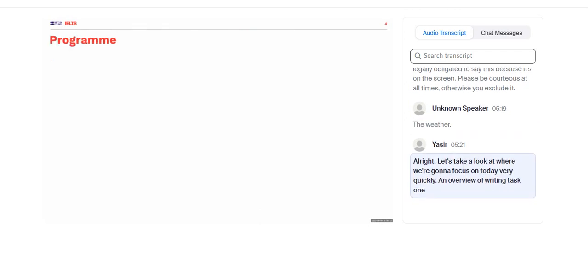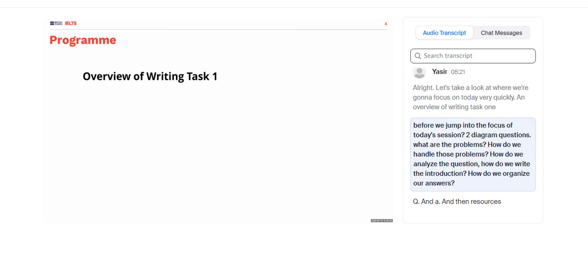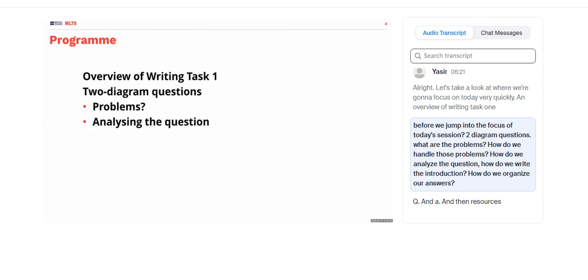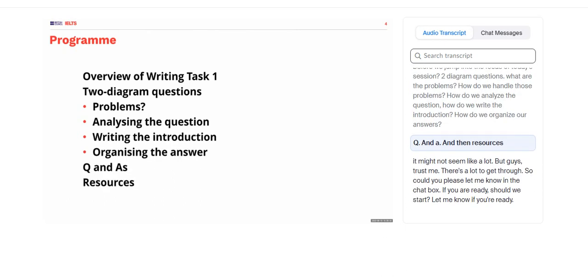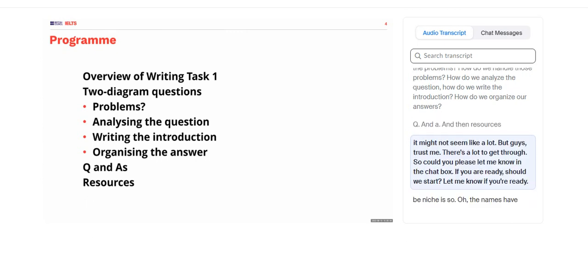All right, let's take a look at what we're going to focus on today. Very quickly, an overview of writing task 1. Before we jump into the focus of today's session, 2 diagram questions. What are the problems? How do we handle those problems? How do we analyze the question? How do we write the introduction? How do we organize our answers? Q&A, and then resources. It might not seem like a lot, but guys, trust me, there's a lot to get through.